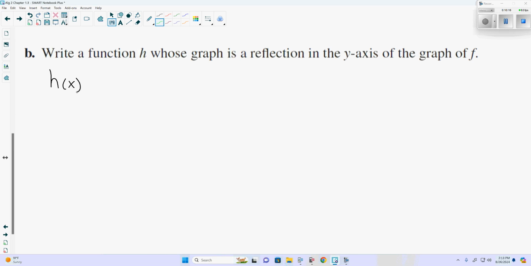So we want to write a function h whose graph is a reflection in the y-axis of the graph of f. So h of x equals, well, the general form for a reflection in the y-axis is f of negative x. So what we're going to do with this here is similar to what we did with the left-right, because we have f of negative x, not f of x. So every x in f of x is going to be replaced with negative x.